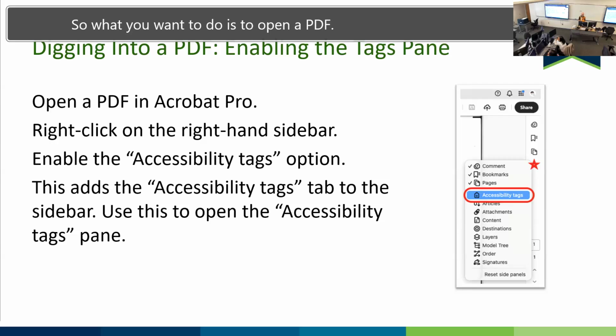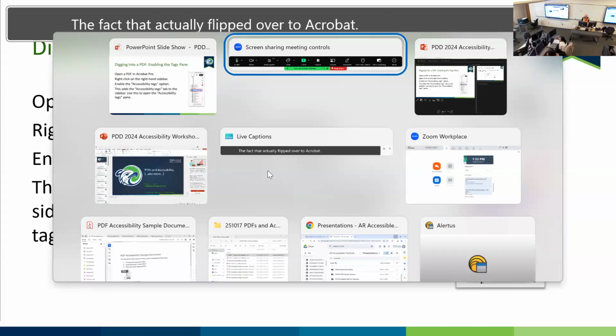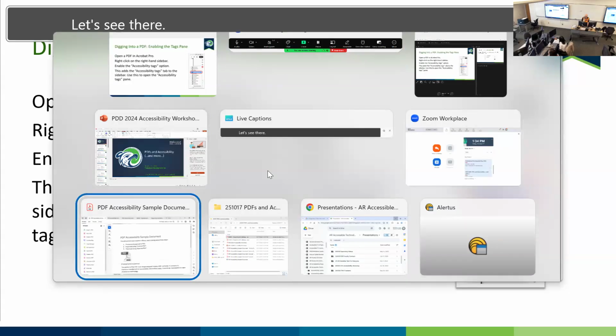You'll right-click on the very right-hand sidebar, and there will be an option to enable accessibility tags, and that gives you the option to open a new pane on the right side of the window. And so that'll let you start digging in. And we'll just keep going on. In fact, I can actually flip over to Acrobat right now. I'll need, let's see, which window is Acrobat? There it is.